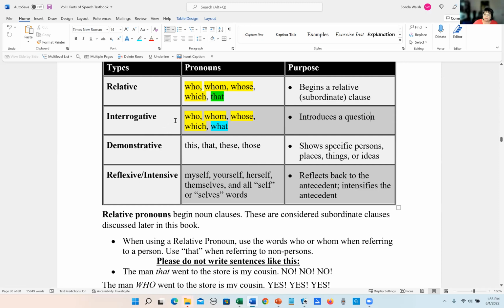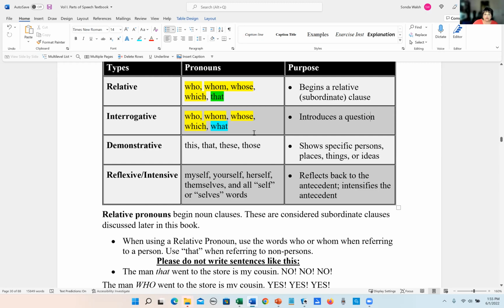How do you know which is which? Do you know by now how to know? It's how they're used in the sentence. That's right. How they're used in the sentence determines whether they're considered a relative pronoun or an interrogative pronoun. An interrogative pronoun is super simple. It just asks a question.